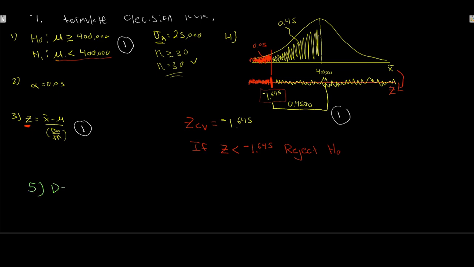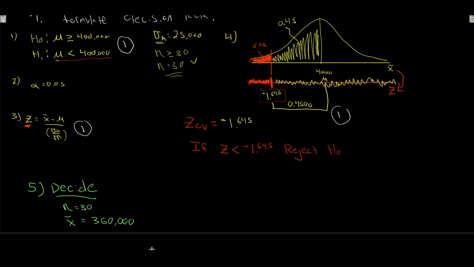All step five is, is our decide. In step five, we pull out our sample, we figure out what our value of X bar is, and then we compare the standardized value of that X bar to our critical value. So let's go right back to the start where we first introduced this. If I recall, we said that we had a sample size of 30, and we pulled out a value of X bar of something like 360,000.